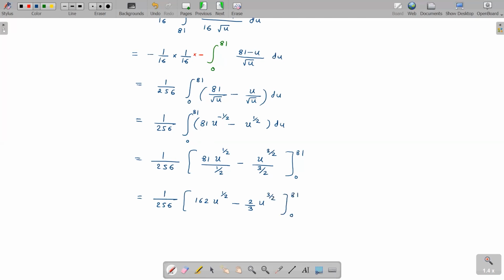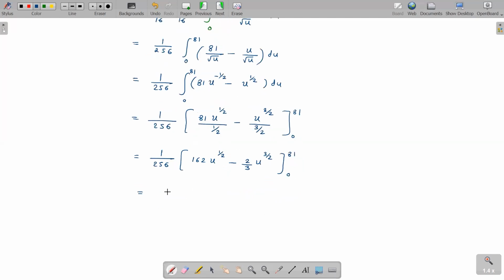From 0 to 81. So I just fix this and then we'll input our limits because it's easy. I'm writing extra steps; you could of course skip a few of these steps to make things easier for you. 162 into u is 81 to the power half, 2 over 3 into 81 to the power 3 over 2. So this is the first limit, minus you must input the second limit. When I input 0, I think you can see the whole thing becomes 0.